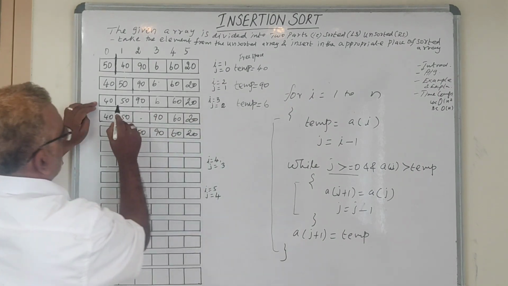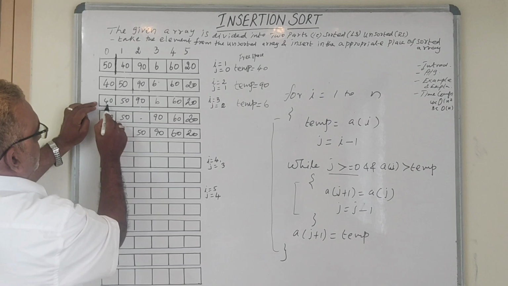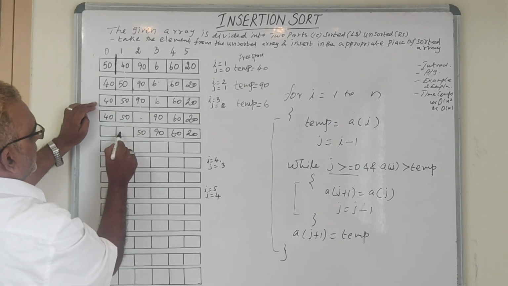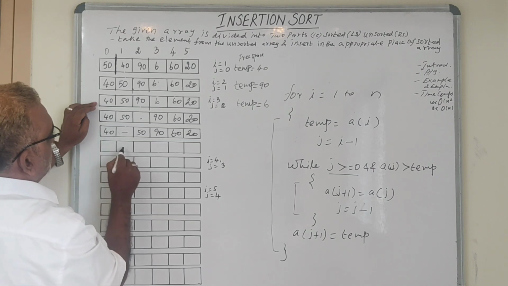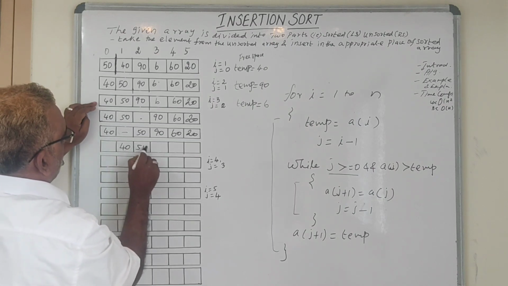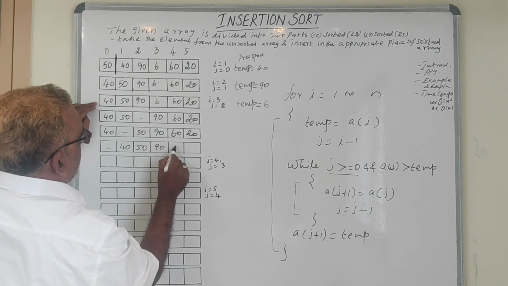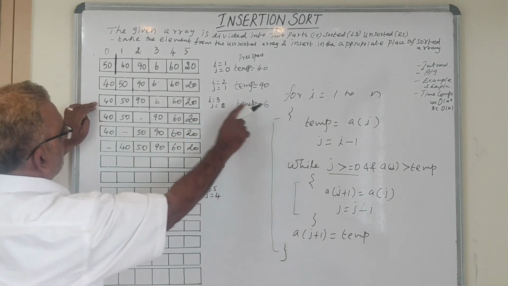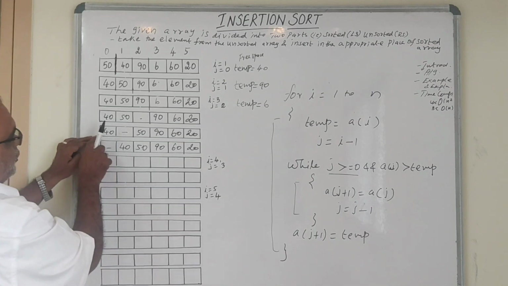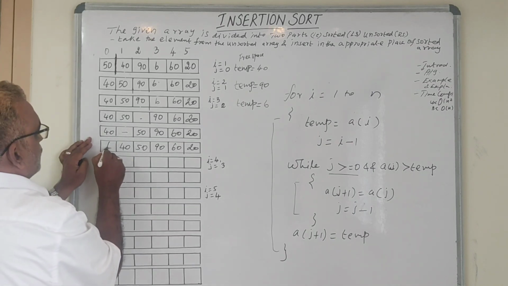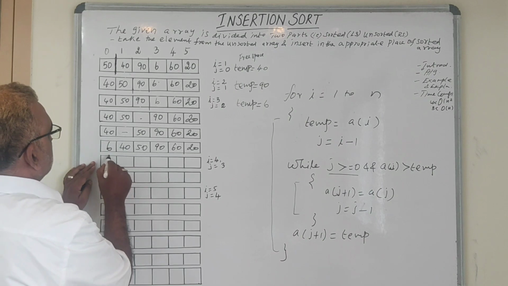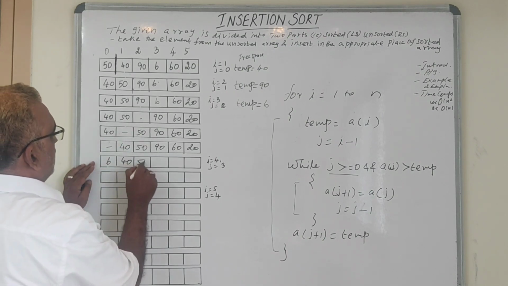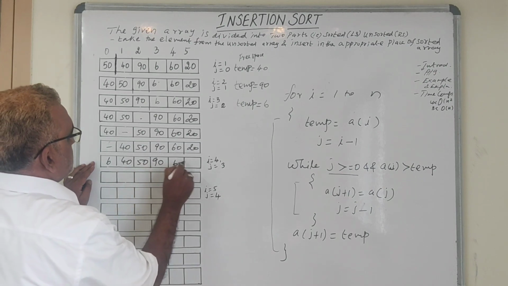Now take the value 6 and compare it with 40. Yes, 40 is greater than 6, so 40 is stored here. This location we don't know the value. So now what do we have to do? We compare this, and there is no more element to compare. So automatically we can store this 6 here. Now we have 6, 40, 50, 90, 60 and 20.